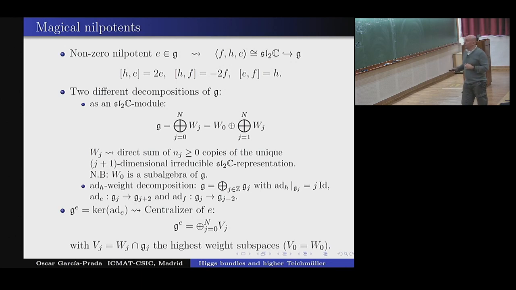Then you have the centralizer of the nilpotent element E, the kernel of the adjoint action of E, and this can be written as a direct sum of Vj's, right? These Vj's are the intersection of the Wj with the Gj's, the highest weight subspaces. And of course V0 is just W0. This is just Lie theory, representation of SL2 and so on. So you have these ingredients. Don't get discouraged, this is quite simple, I think. SL2 module decomposition, and from there you define these Vj's.